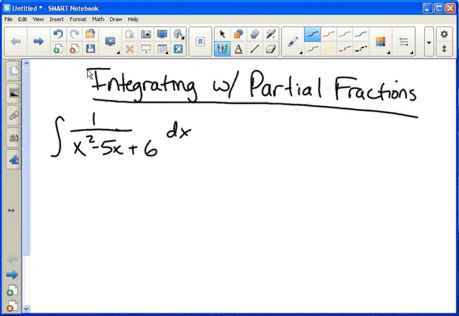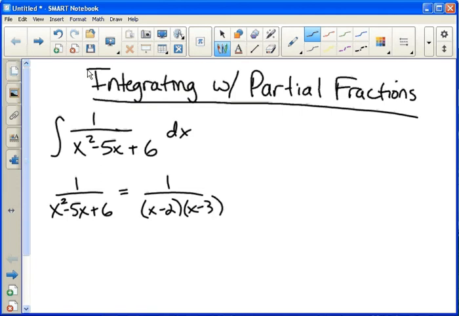We're going to ignore the integral for a second and just work with the fraction, and we're just going to try to rewrite it. Now if you notice, we can factor the bottom. That's key here, being able to factor the bottom. The factors would be x minus 2 and x minus 3.